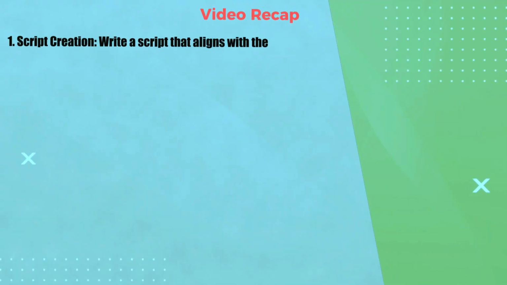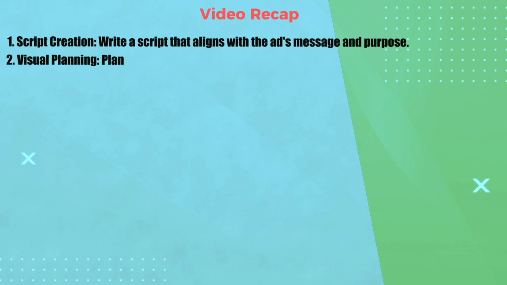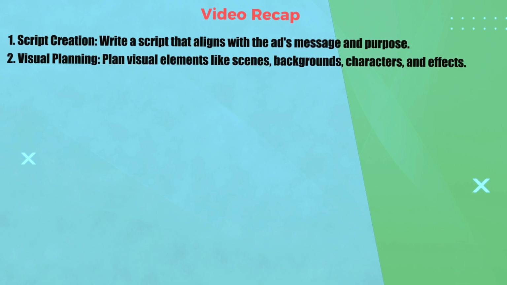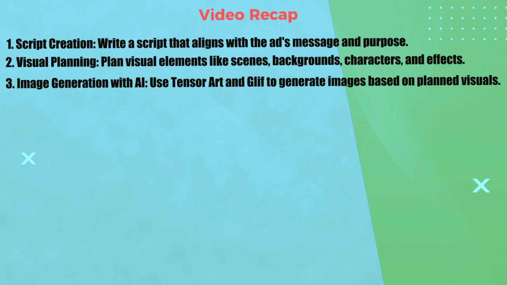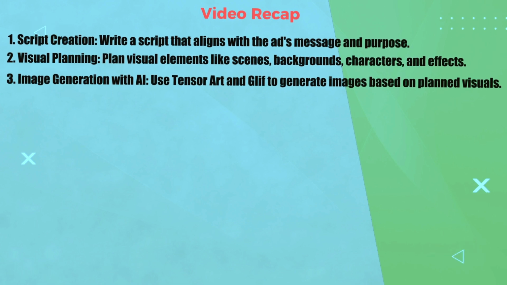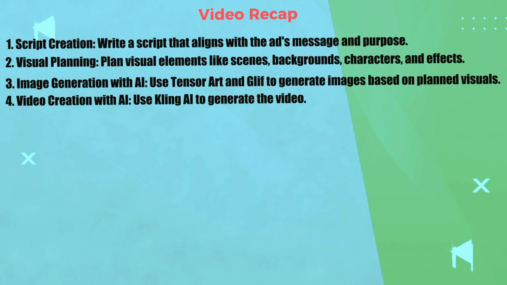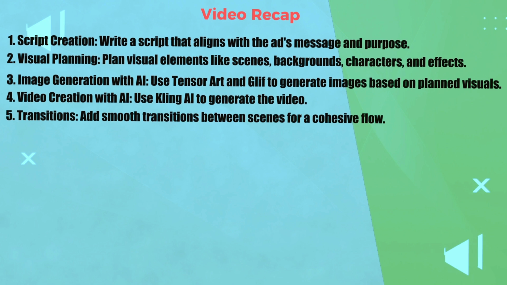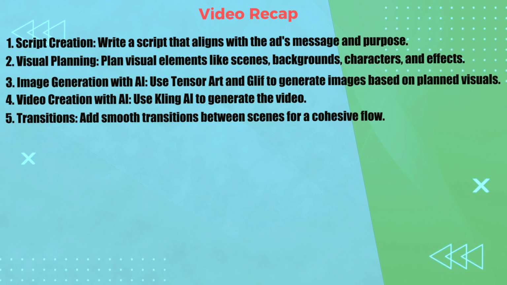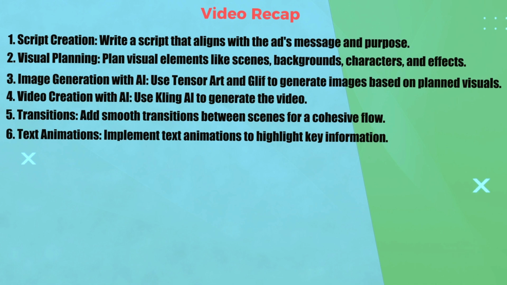Let's recap our video creation process. 1. Script creation. Write a script that aligns with the ad's message and purpose. 2. Visual planning. Plan visual elements like scenes, backgrounds, characters, and effects. 3. Image generation with AI. Use TensorArt and Glyph to generate images based on planned visuals. 4. Video creation with AI. Use Kling AI to generate the video. 5. Transitions. Add smooth transitions between scenes for a cohesive flow. 6. Text animations. Implement text animations to highlight key information.